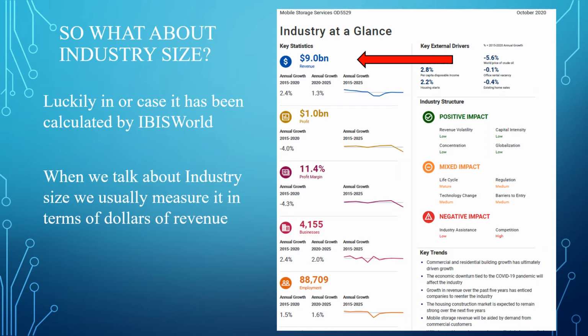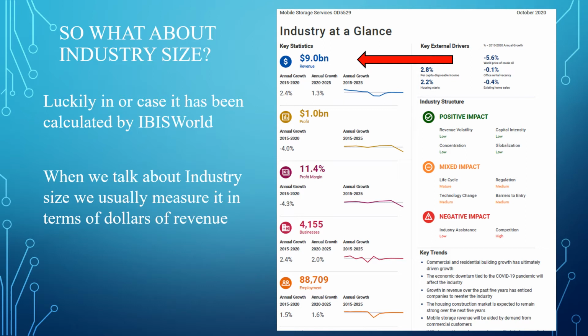So, what about the industry size? That was the very first thing that we need to find in our industry analysis, the very first piece of data that we need to calculate. Well, luckily, in our case, it's been calculated by IBISWorld. And so IBISWorld has the 2020 industry size, and they've made this calculation and estimate it to be at $9 billion.